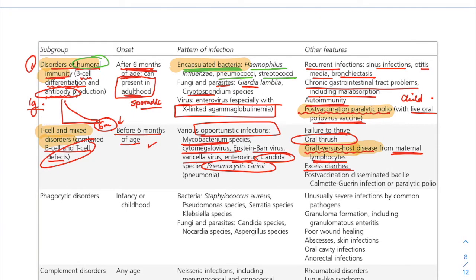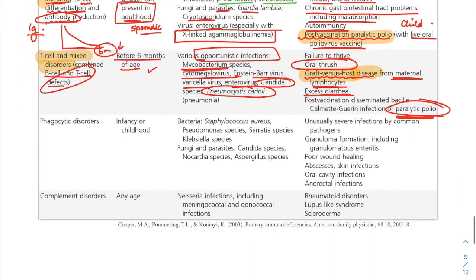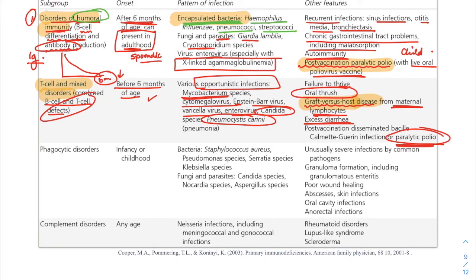That is, if they are given BCG vaccination at birth, they will tend to develop disseminated tuberculosis or disseminated bacillus Calmette-Guérin infection. And also, if they are given the live attenuated polio vaccine, that is the oral polio drops, they will develop a disseminated infection, and paralytic polio might set in. So these were the T cell or mixed T cell B cell disorders.